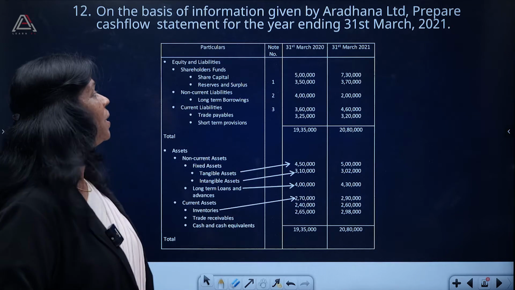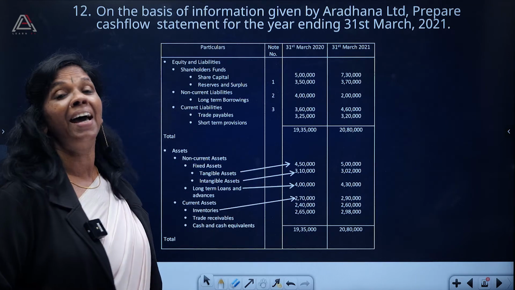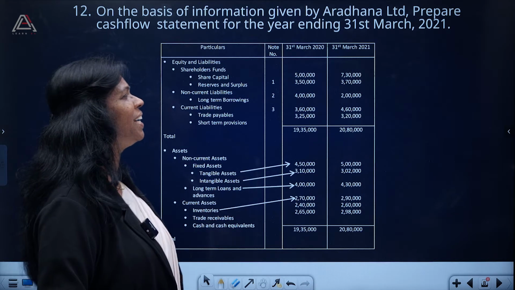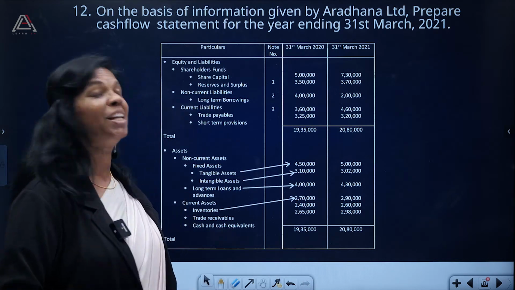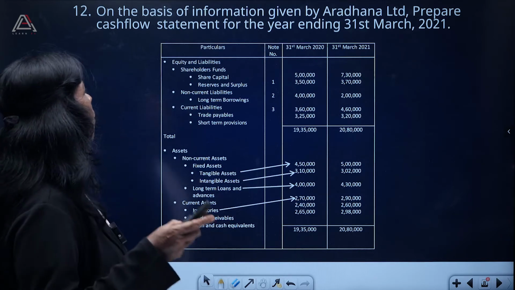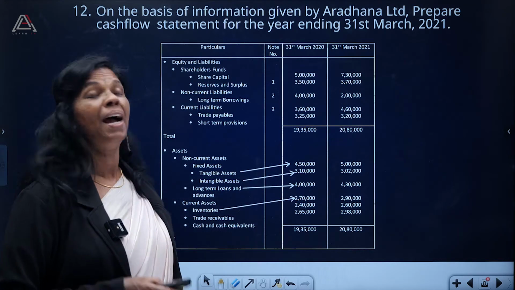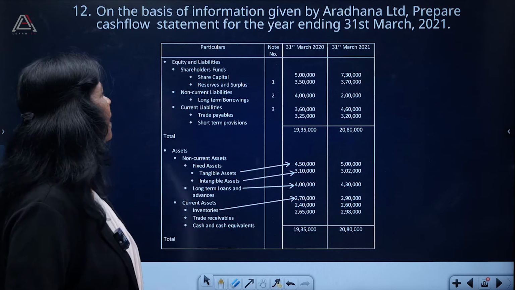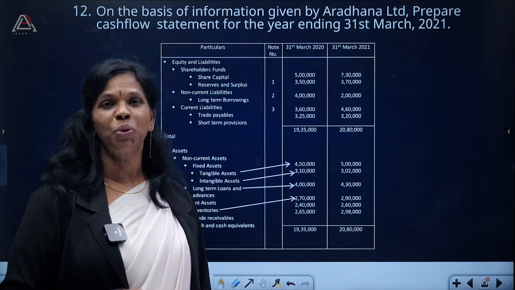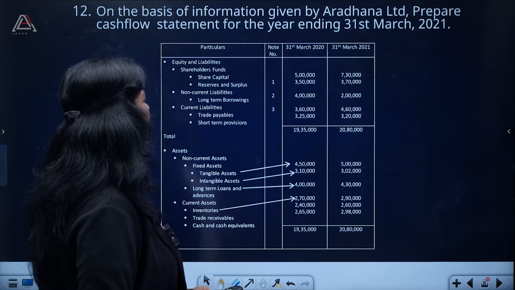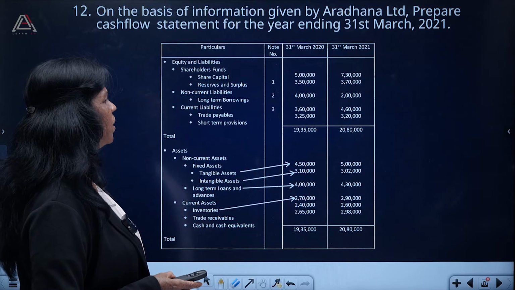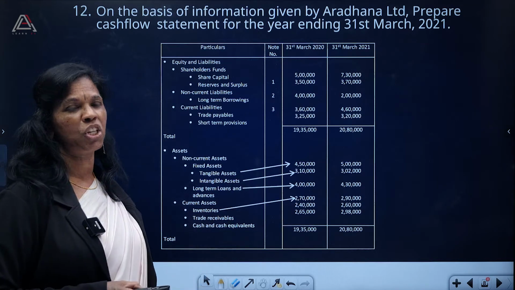On the basis of the information given by Aradhana Limited, prepare a cash flow statement for the year ending 31st March 2021. What do you have to do? On the basis of the information given by Aradhana Limited, prepare a cash flow statement for the year ending 31st March 2021.